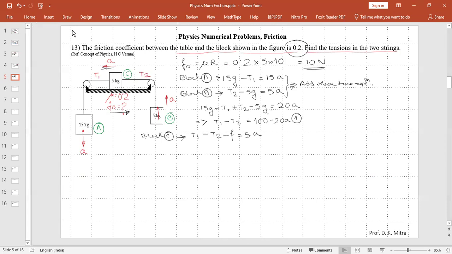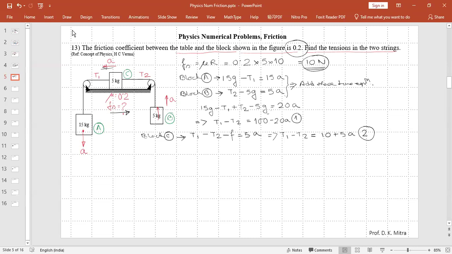So what is F here? F we have already found, 10 Newton. So from here we find T1 minus T2 is equal to 10 plus 5A. Okay, this is equation 2.